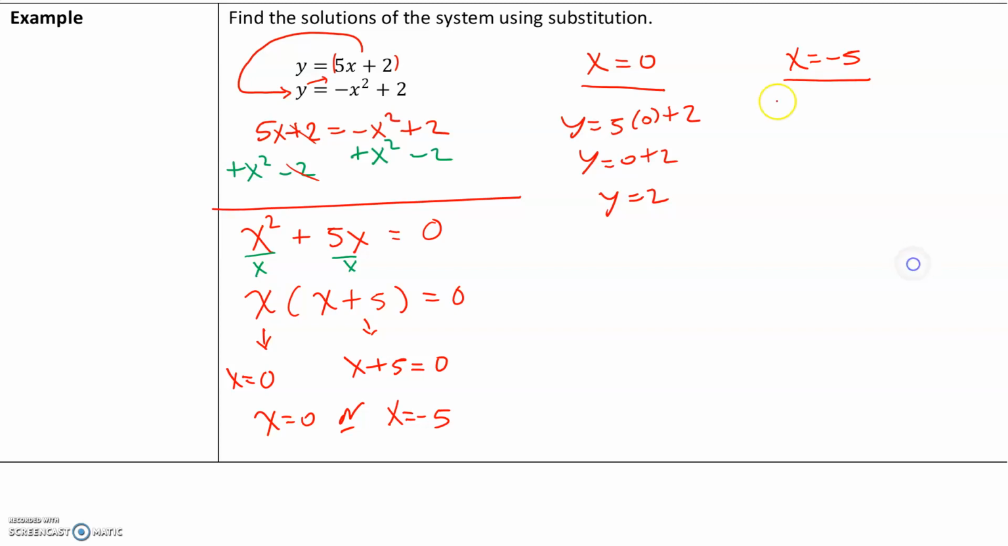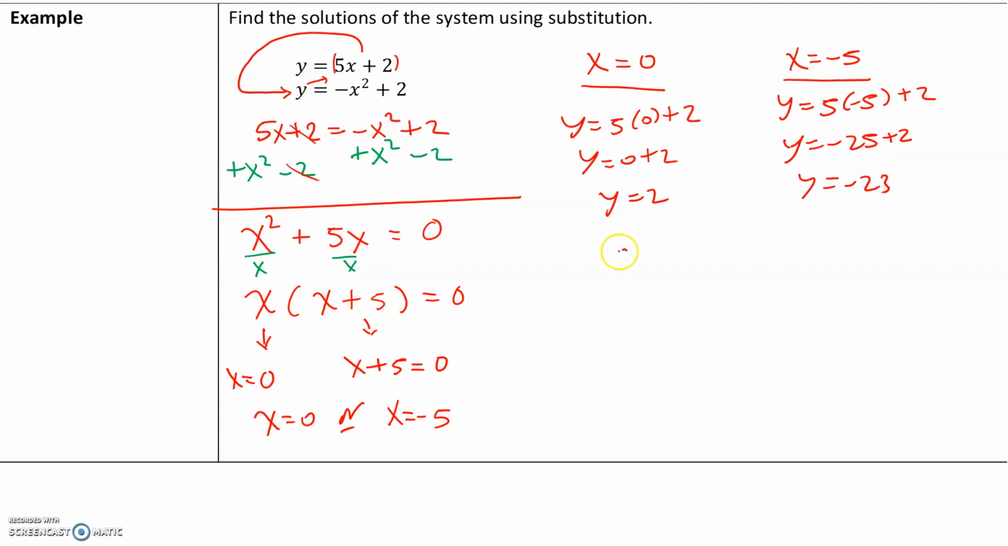If x equals negative 5, I'm going to get y equals 5 times negative 5 plus 2, and I'm using that first equation, 5x plus 2. So I replace the x with 0, then I replace the x with negative 5. So this gives me y equals negative 25 plus 2, which is going to be negative 23.